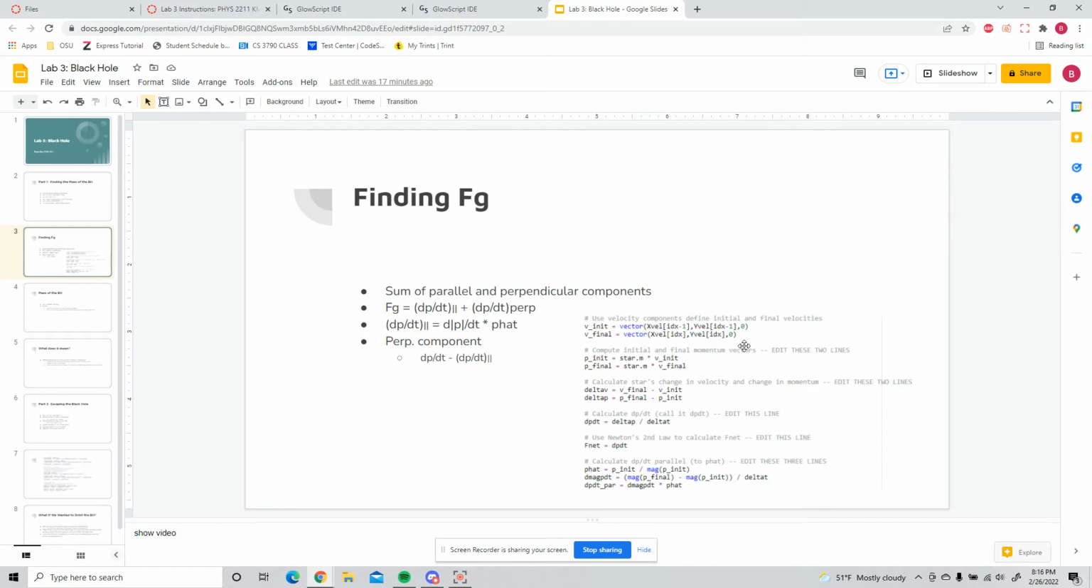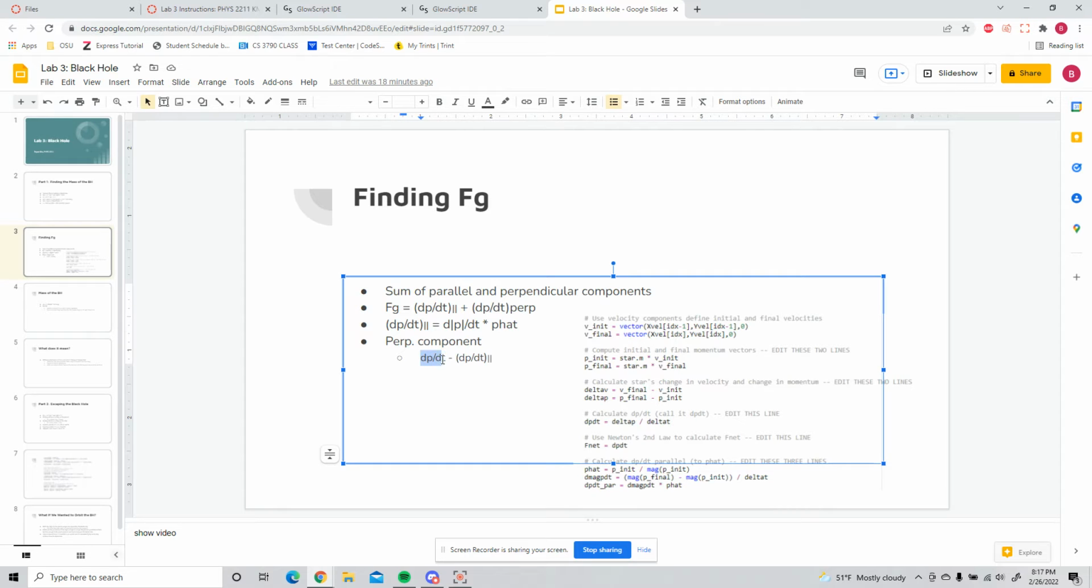You have the initial velocities that were given, right? You can use that to find the initial and final momentums, which means you can measure a change there. That gives you dp over dt, and obviously, F net is equal to dp over dt. And once you have dp over dt, you can measure the change in the magnitudes of the initial and final momentums to find the parallel component. Once you have the parallel component, you just subtract that from dp over dt, which is equal to the net force, to get the perpendicular component.